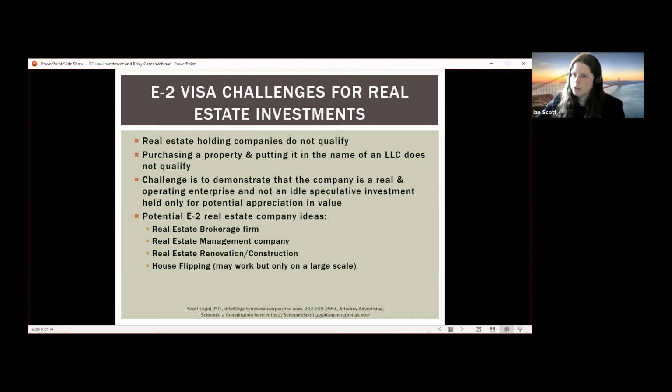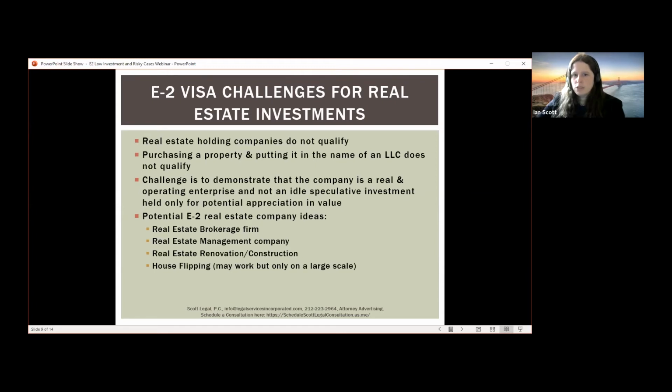So on that large of a scale, that type of real estate development can be done. But for people that are purchasing one home, two homes, things like that, house flipping is really not going to qualify for the E-2 visa. It's frowned upon by the government.